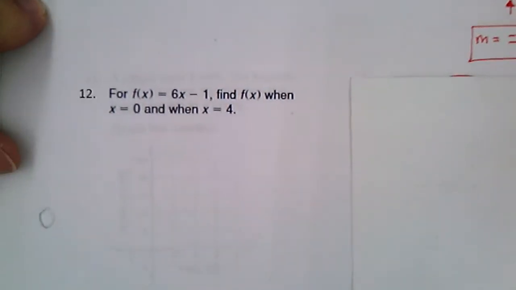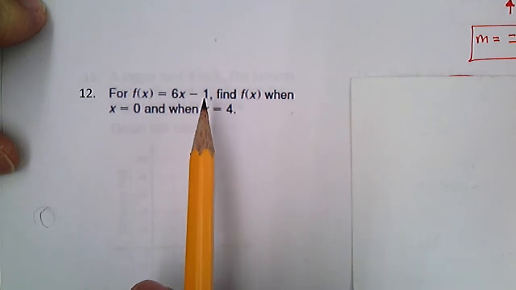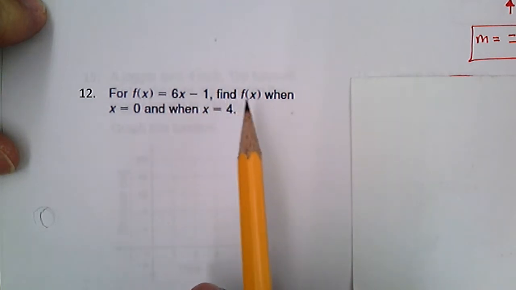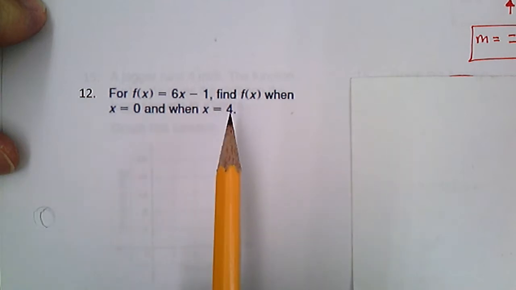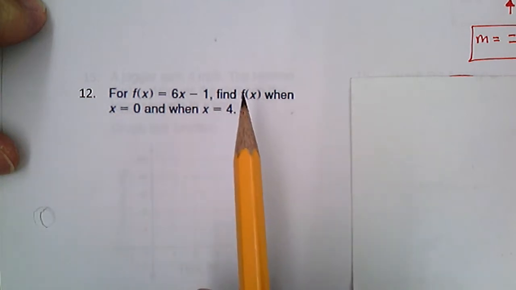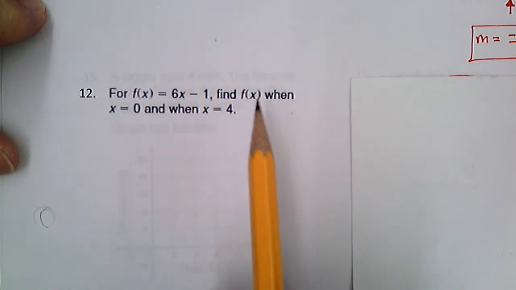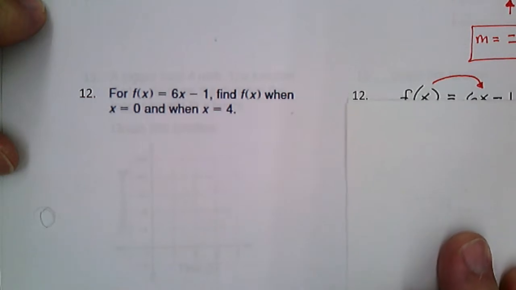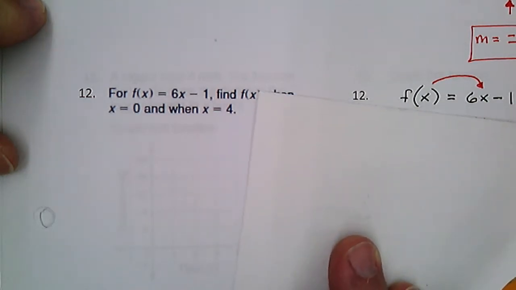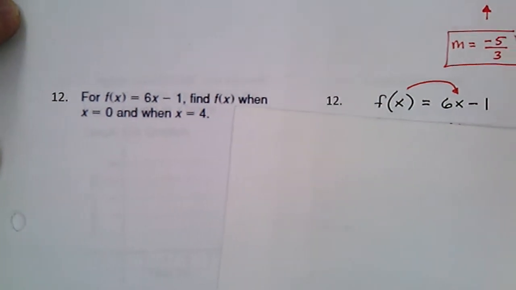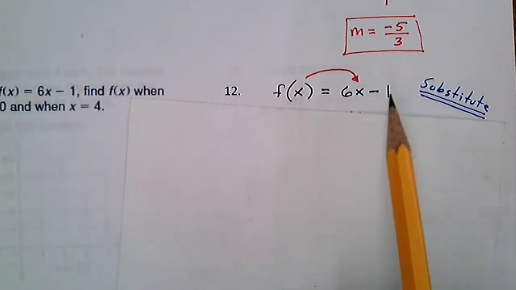All right, number 12. So they give us a function, f of x is equal to 6x minus 1, and they want us to find f of x when x is equal to 0 and also when x is equal to 4. Okay, so remember, this f of x, this is a fancy way for writing y, the variable y. Okay? So what we want to do is we want to substitute. So here is our function. F of x is equal to 6x minus 1.